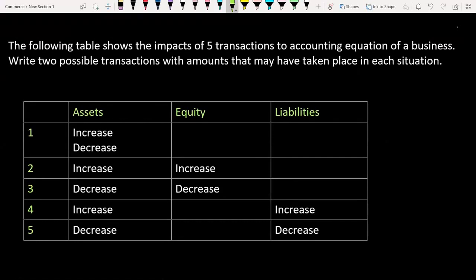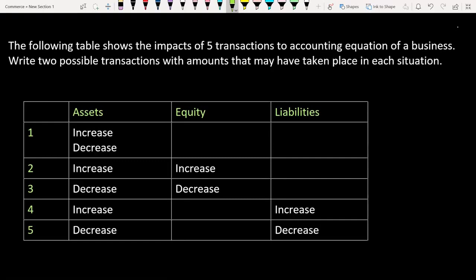In this video, I'm going to explain how to identify transactions by looking at the impacts of the transaction to the accounting equation. Now, how do you identify a transaction? By looking at the impact of that transaction to the accounting equation.